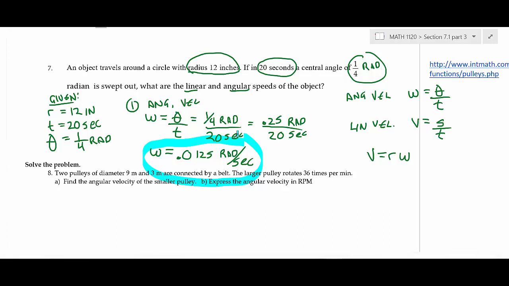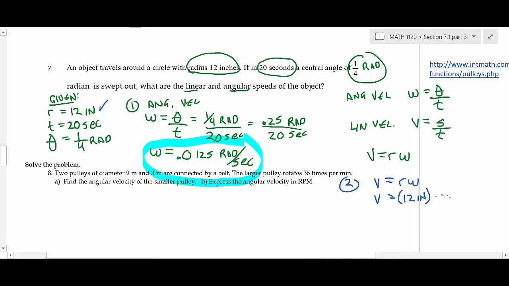Okay, now, if we want to find the linear velocity, the easiest way to do this is to use this formula. How come? Because we know that omega, but I also gave you r. So all you got to do is r omega, and then you'll have the answer to the linear velocity. So the second part of this, let's do that, okay? We're just going to do v is r omega. So the radius was given as 12 inches.